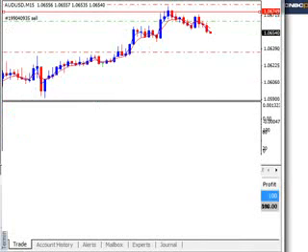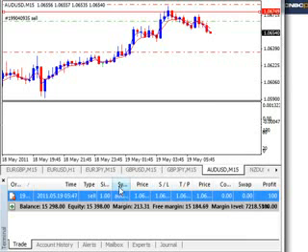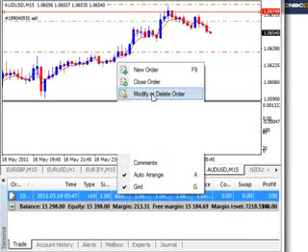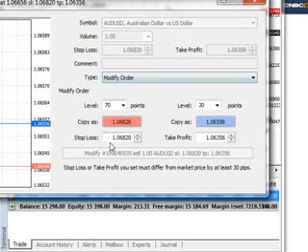So open up the charts. Modify order, stop loss 1.06749. I always write this stuff down. When I draw a line on the chart like this, I write it down on my little scratch pad so that I don't have to flip back and forth. It makes it a lot smoother transition.